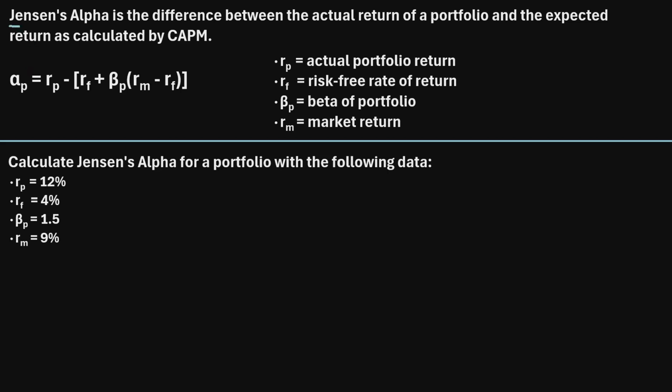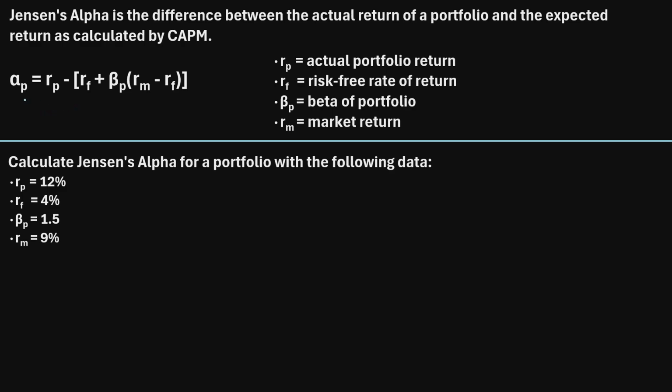In finance, Jensen's alpha is the difference between the actual return of a portfolio and the expected return as calculated by CAPM, the capital asset pricing model. Typically, when we talk about Jensen's alpha, a lot of people just drop the Jensen's and say alpha. So alpha is the difference between what our portfolio returns and what we expected it to return.